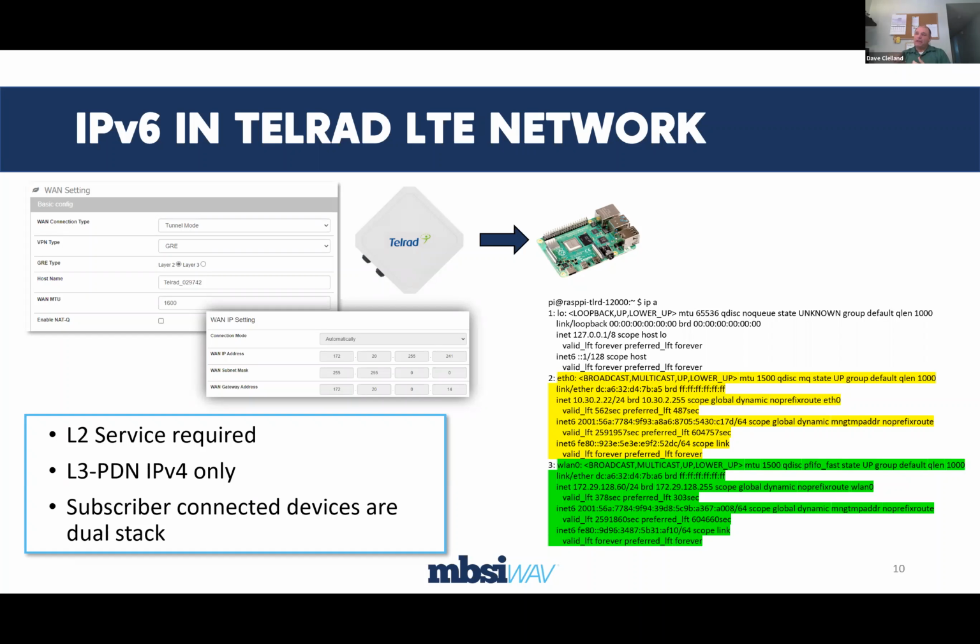Now at the CPE, I have to take the CPE and not run it in NAT mode, but I have to run it in layer 2 tunnel mode. So we see here the configuration parameters that I've enabled in the CPE in order to do that. So I need to have first of all layer 2 licensing in the EPC, which I do, and then I can set my CPE in tunnel mode and increase the WAN MTU to 1600 bytes.